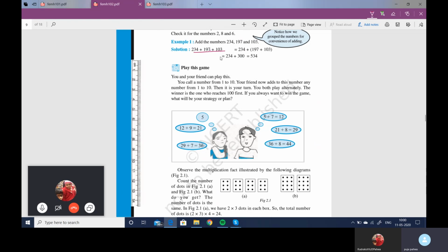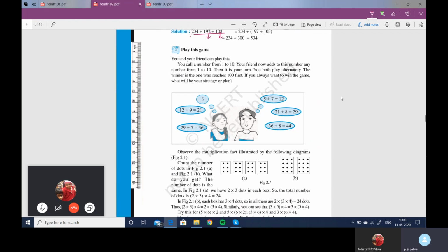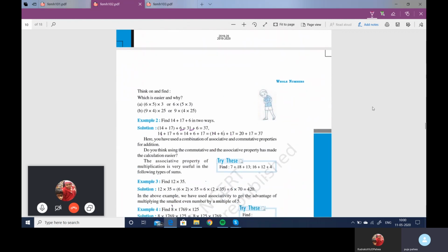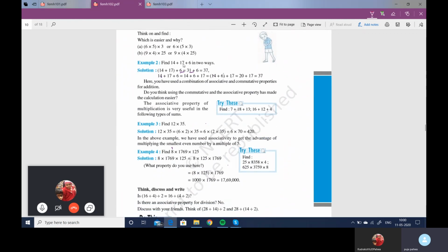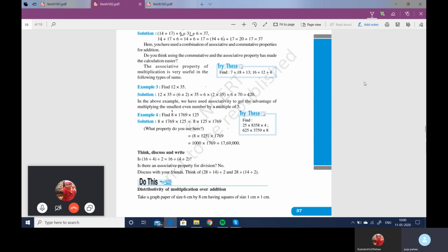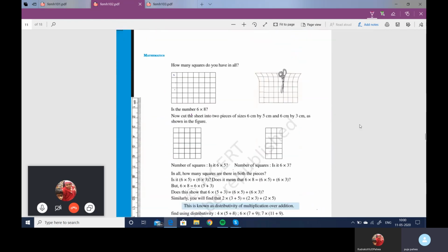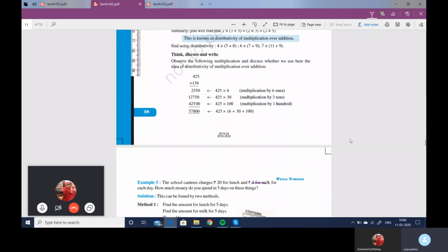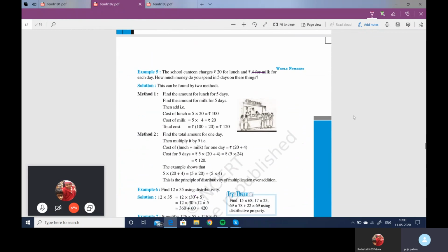You have to choose which numbers are easy to add. Like 7 in the unit digit and 3 in the unit digit will exactly come to 0, so you'll find it easy to add those. Like 14 plus 17 plus 6, you have to add in 2 ways. You can add 14 to 6, it will come to 20, and then you can add 17. It will come easy because you have to find ways to make your calculations easy.